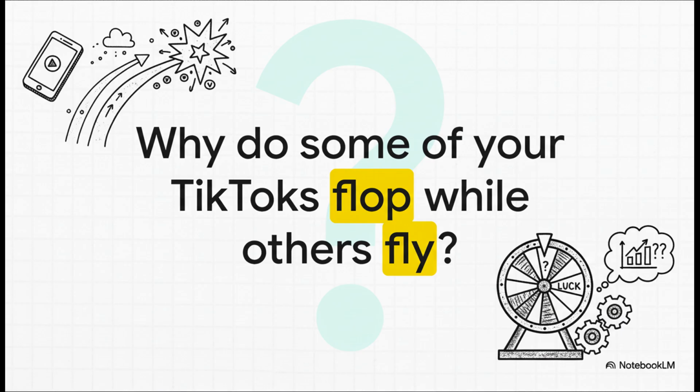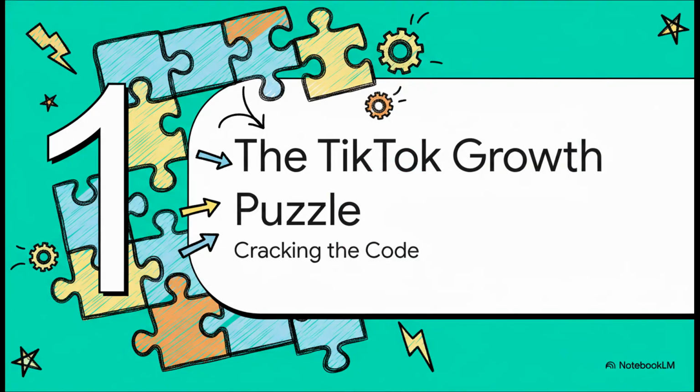You can post two videos you feel equally great about. One dies, the other goes viral. It feels like a total lottery, right? But what if I told you it has almost nothing to do with luck? The key is to stop thinking about TikTok as a game of chance and start seeing it for what it is, a puzzle. And just like any puzzle, it has rules. The whole platform is designed to reward specific types of content. And our job, our only job, is to figure out what those are for our audience.